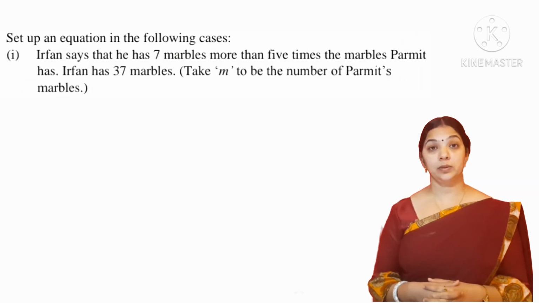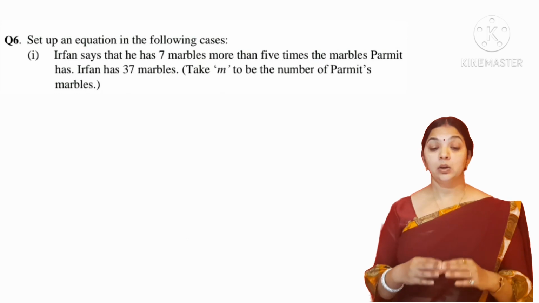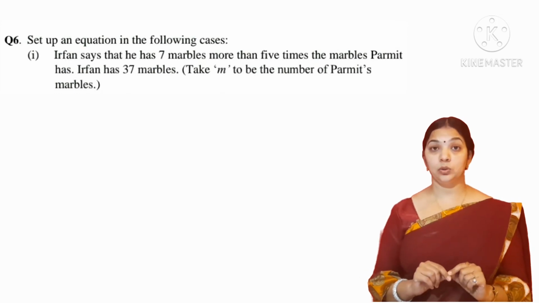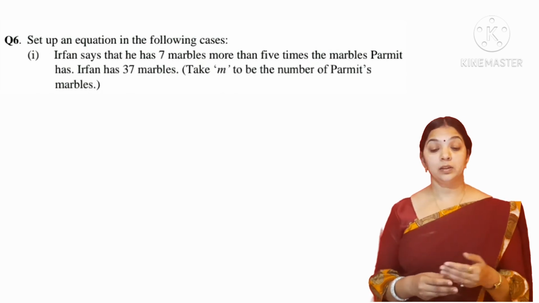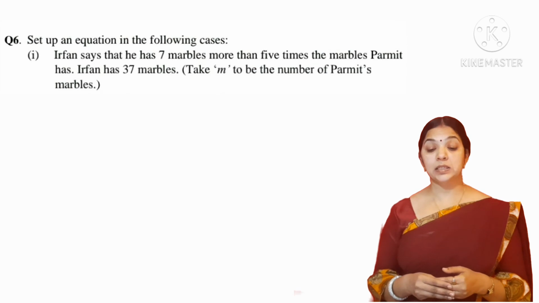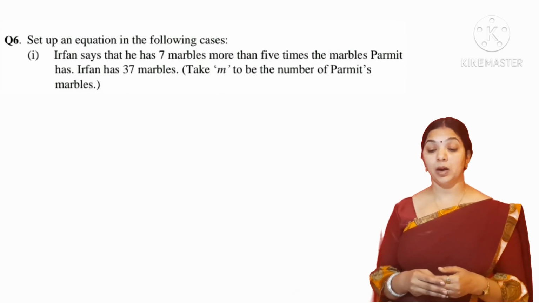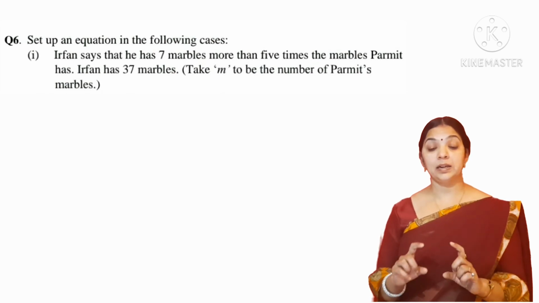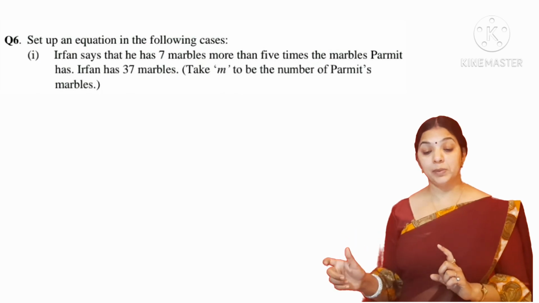Next one is question number 6. Set up an equation in the following cases. What you have to do? The written statement is given to you and you have to form an equation for the given statement. The first one is Irfan says that he has 7 marbles more than 5 times the marbles Parmit has. What he is saying? Irfan says that he has 7 marbles more than 5 times Parmit's marbles.